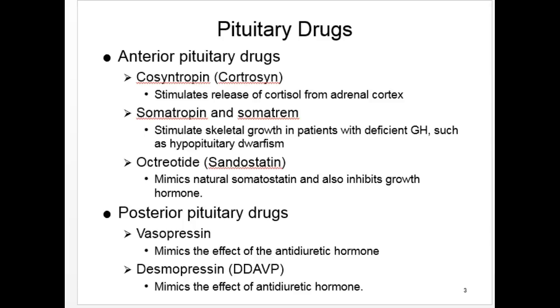So there's another one, somatropin. The second example stimulates growth in patients who have hypopituitary dwarfism. It's used for people who don't have natural growth hormone. So it stimulates skeletal growth.